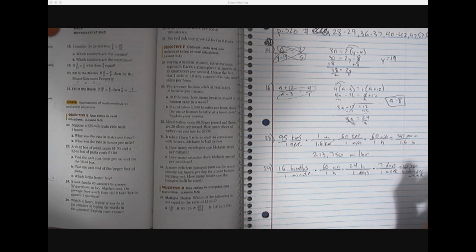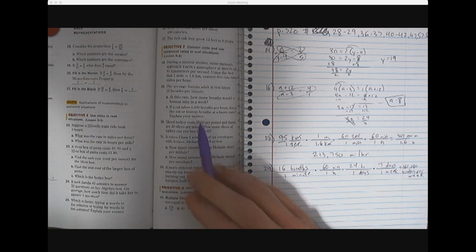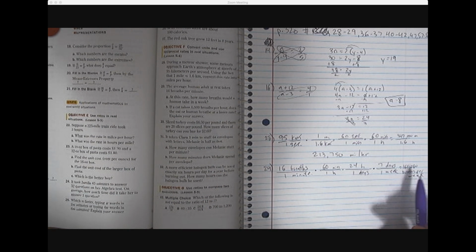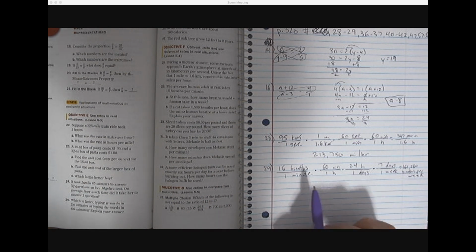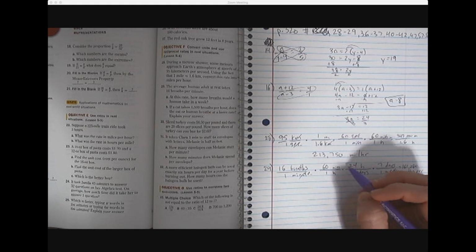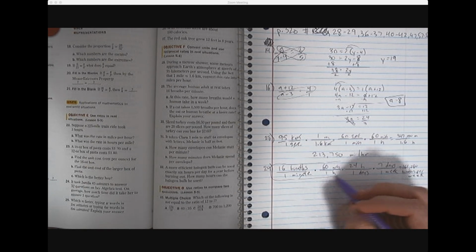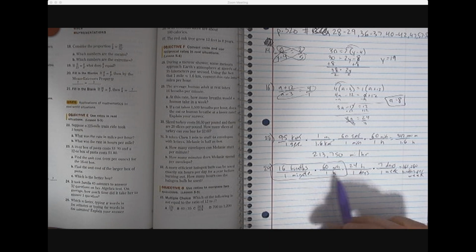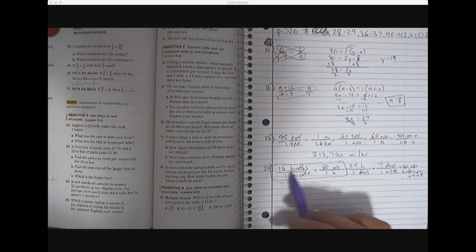Letter B. If a cat takes 1,500 breaths per hour, does the cat or human breathe at a faster rate? Two ways to do this. You can go ahead and take this one per hour and get it all the way to a week and compare it to this one. Or we can go back and just compute this little section right here. Because if we stop right here, minutes cancel out and we have breaths per hour. And we can go ahead and compare.